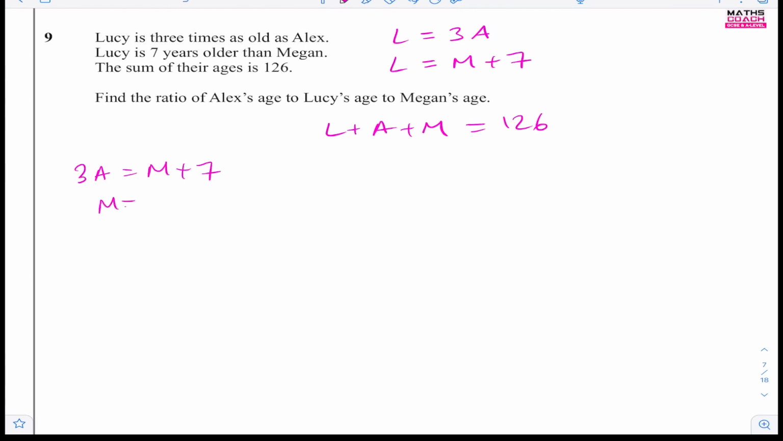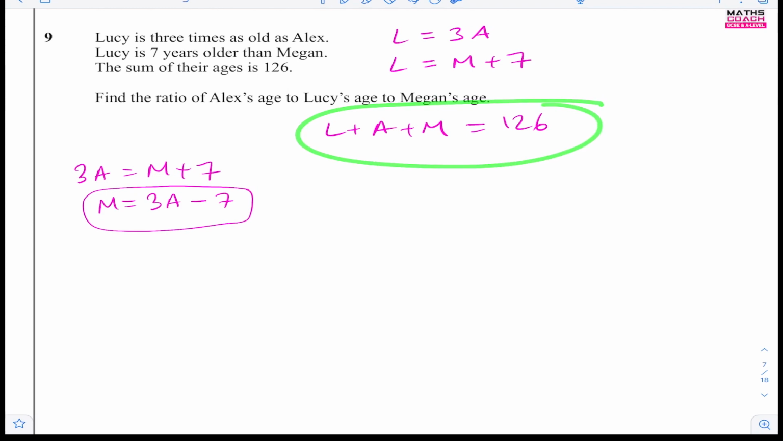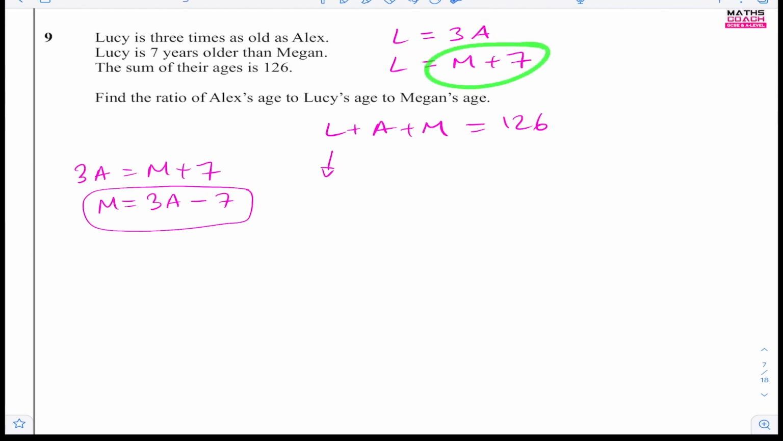So M is going to be equal to 3A, and we're going to take the 7 over to the other side, so minus 7. So now we know the age of Megan. Let's go ahead and use this now to make an equation. So for L, I'm going to be using this version of Lucy's age rather than this one, so I can have all A's in my equation.